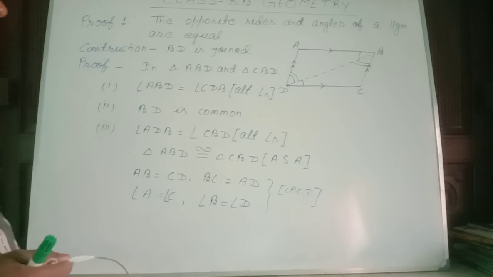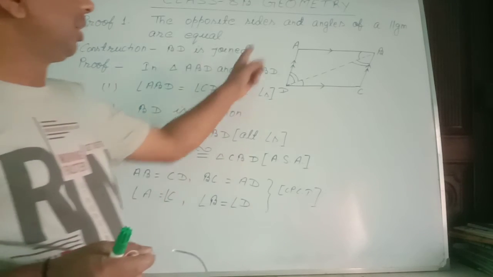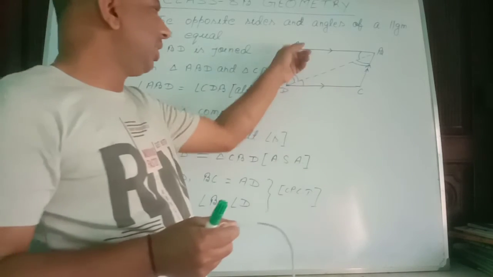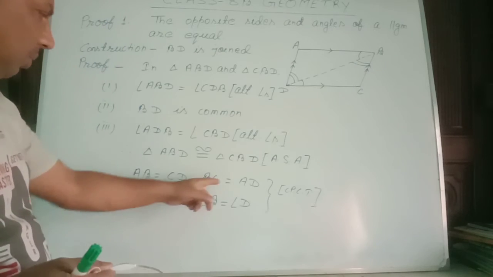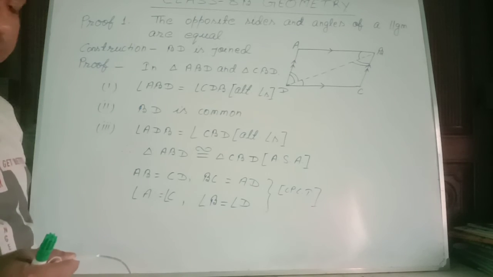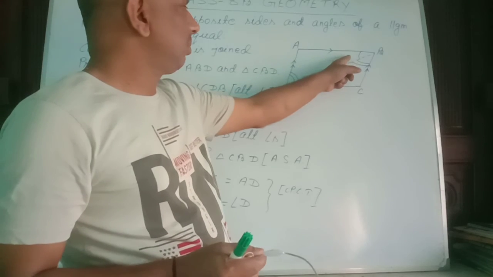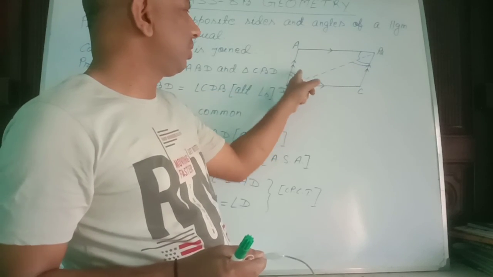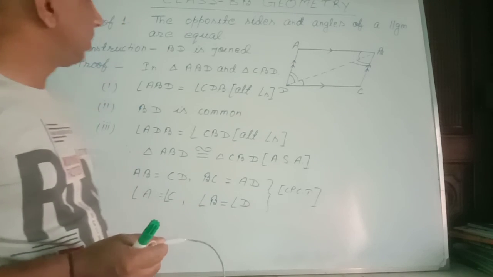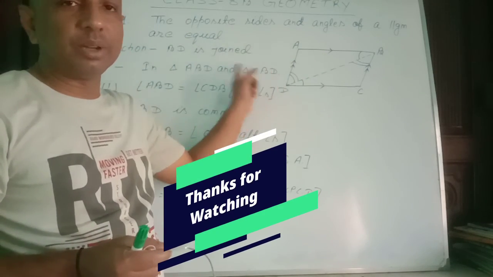Now from CPCT we can say the corresponding parts of congruent triangles are equal. AB and CD are the corresponding sides. Those two are equal. BC and AD are the corresponding sides. Those two are equal. Angle A and angle C are opposite angles. Those are corresponding angles. Those two are also equal. And this plus this equal to this plus this. So ultimately we find angle B equal to angle D. Therefore, in this way we have proved that opposite sides and angles of a parallelogram are equal.